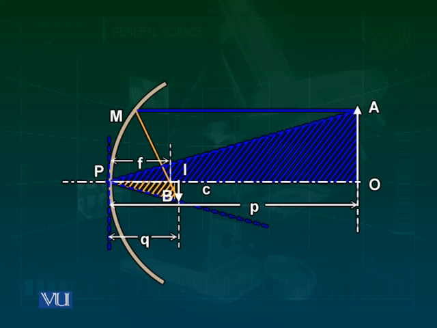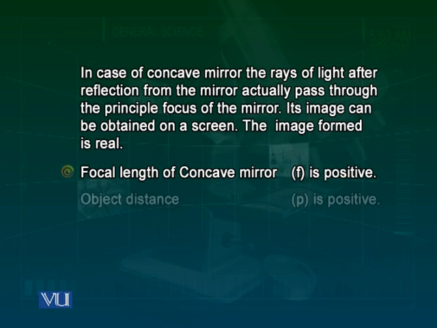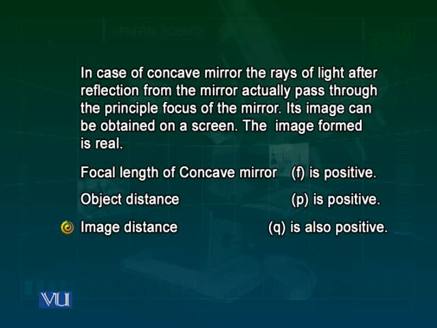So what we find is that the rays AMF and APB cross each other at the point B, which gives us the point of the image. Now, when we are solving these equations, we say that the focal length of a concave mirror is positive, the object distance is positive, the image distance is also positive.